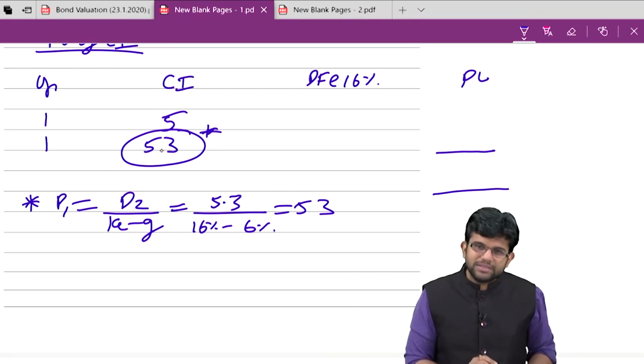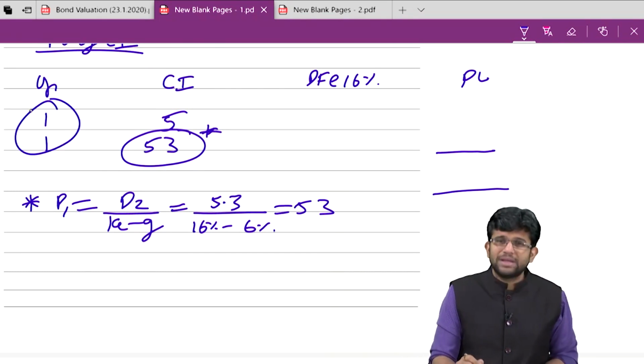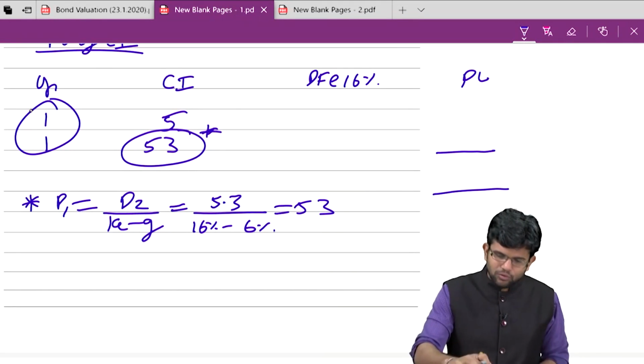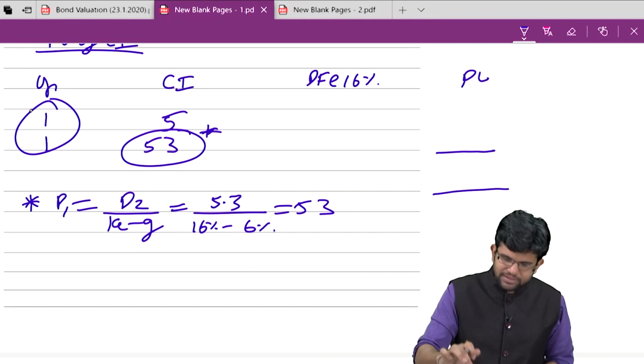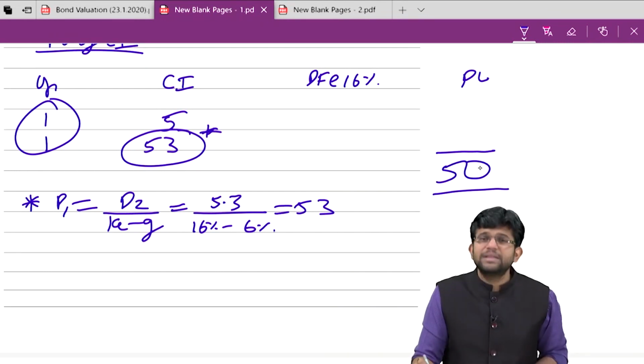Let's now discount and see what happens. Now considering that both are same years, same discounting I will use. So I'll do 53 plus 5 divided by 1.16. I exactly get the present value as 50. Everybody clear with this?